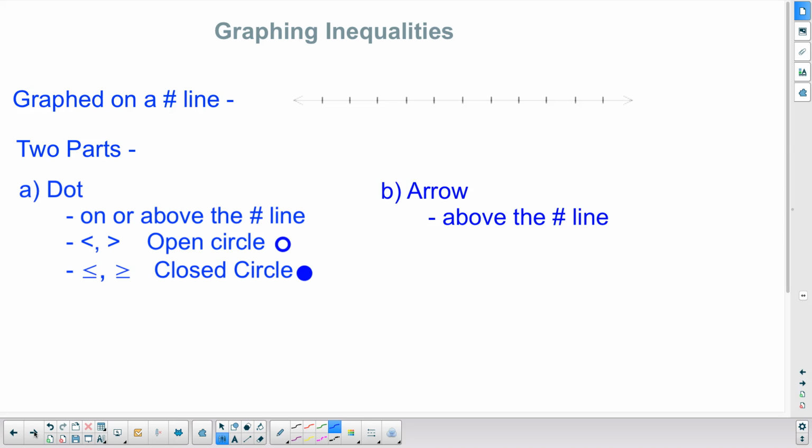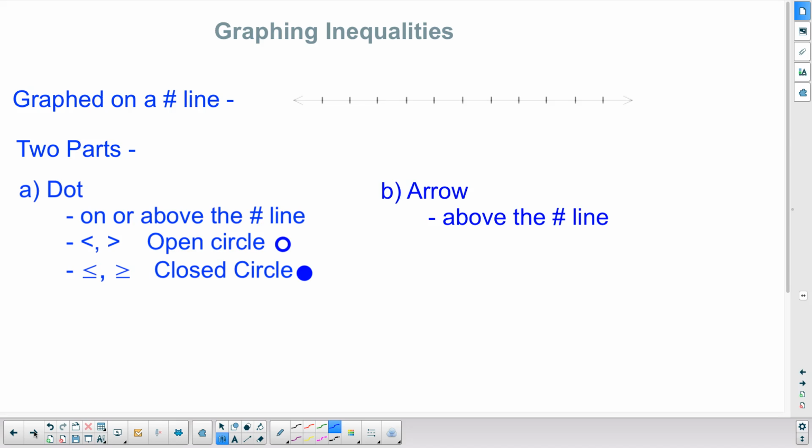The second part is an arrow. And the arrow needs to be above the line. No matter what, the arrow is above the line. The arrow is not on the line.